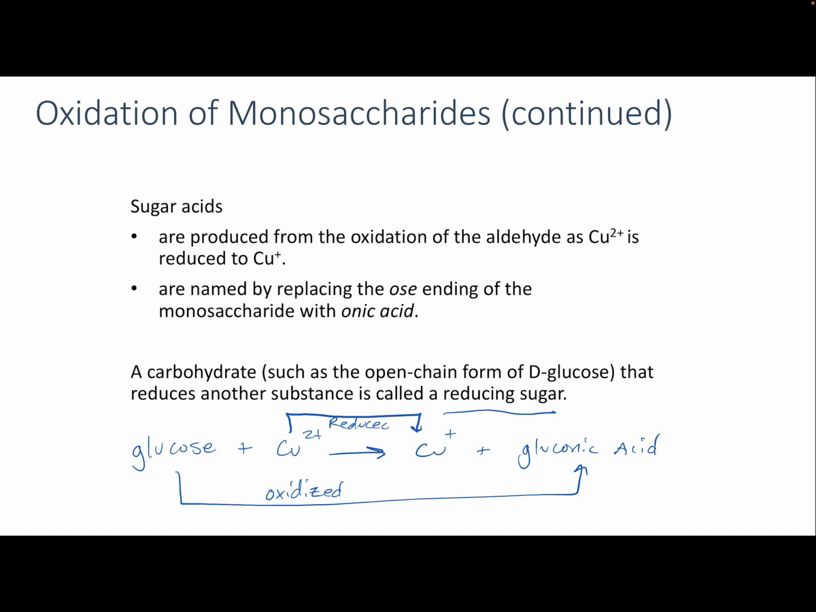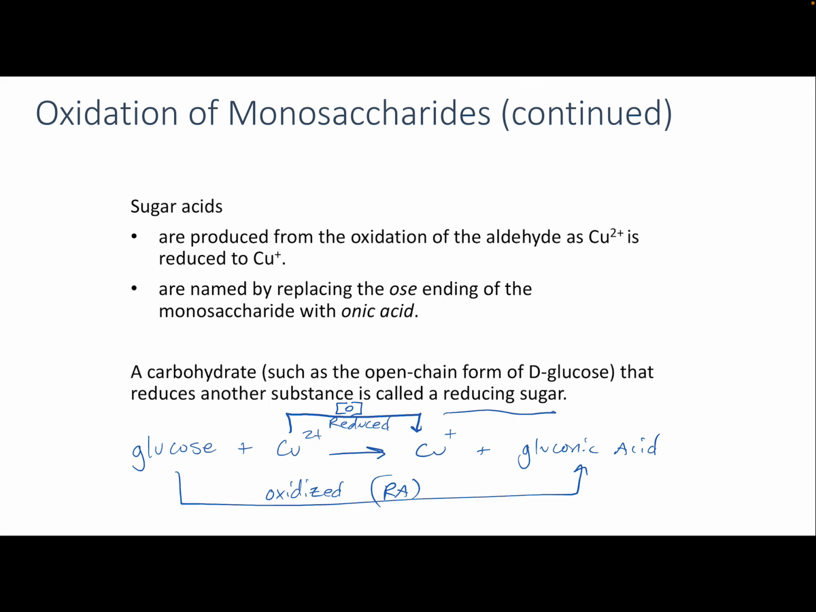Now, for copper to be reduced, it needed a reducing agent, something that could reduce copper. So glucose was the reducing agent. And likewise, for glucose to be oxidized, it needed an oxidizing agent. That's what the copper was, remember? And we usually show that as an O, oxidizing agent. That's the thing that gets reduced. So when we say a sugar is a reducing sugar, it means that it has the ability to be oxidized. So therefore, only aldoses are reducing sugars.